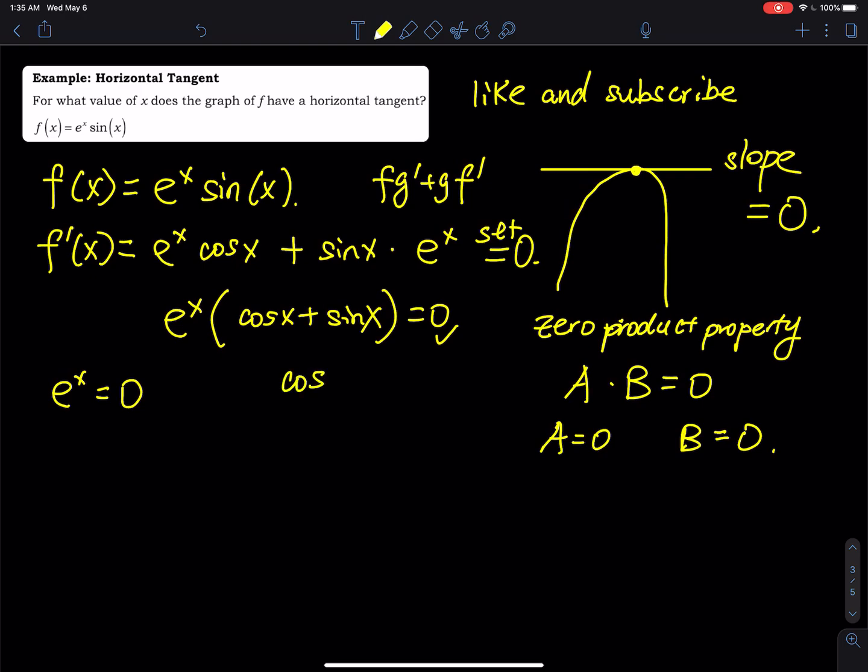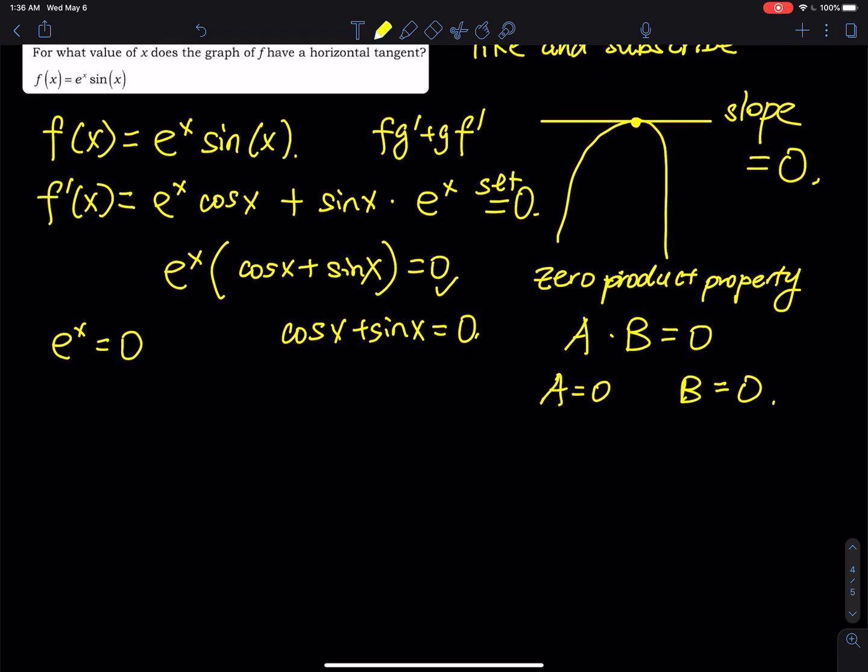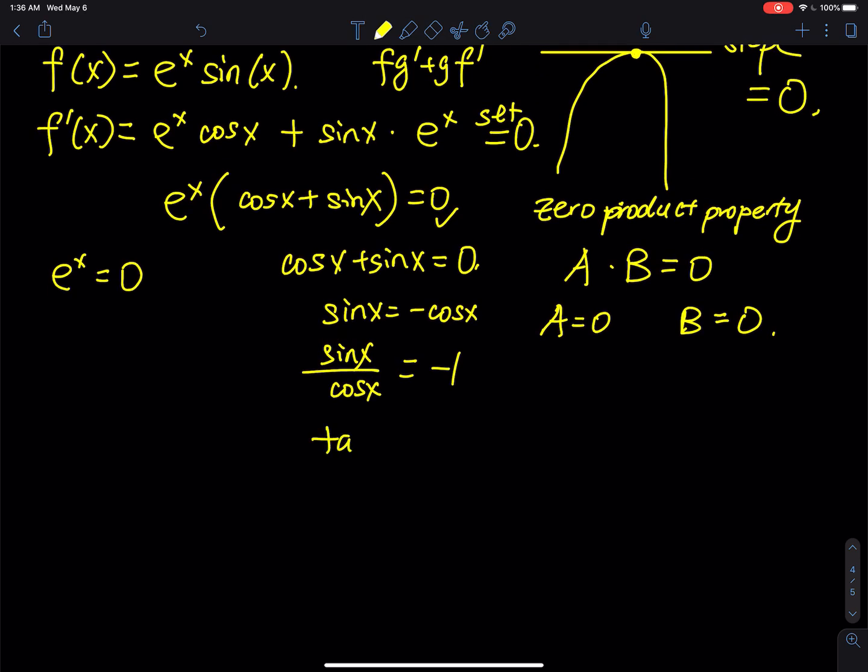So cosine x plus sine x equals 0. Solving this one is pretty interesting. That's why I bring this problem up. So we have sine x equals negative cosine x. And then we divide both sides by sine. Oh, actually, I don't want to work with the cotangent. Let's divide both sides by cosine x. So we have sine x divided by cosine x equals -1. And then we have tangent x equals -1.